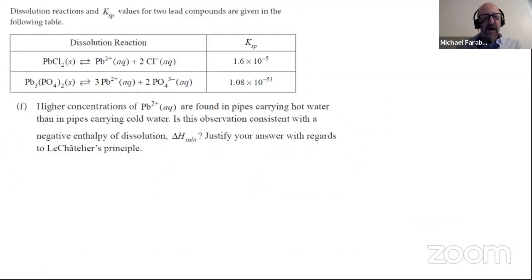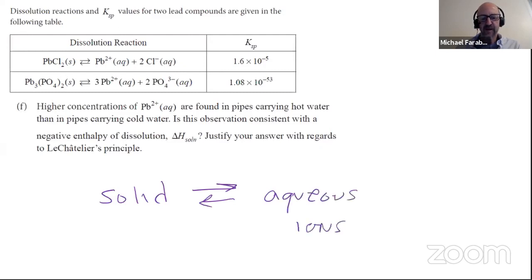All right, higher concentrations of lead are found in pipes carrying hot water than in pipes carrying cold water. Is this observation consistent with a negative enthalpy of dissolution? So if I have solid in an equilibrium with aqueous ions, and we're saying that in hot water, so there's a higher temperature, this concentration is higher.